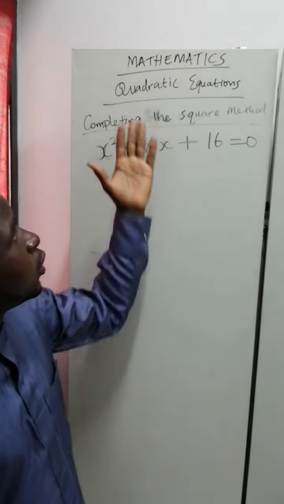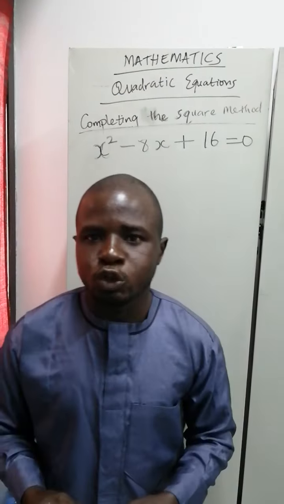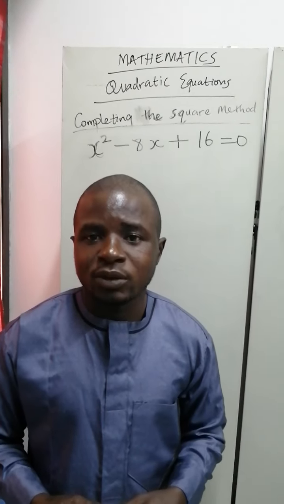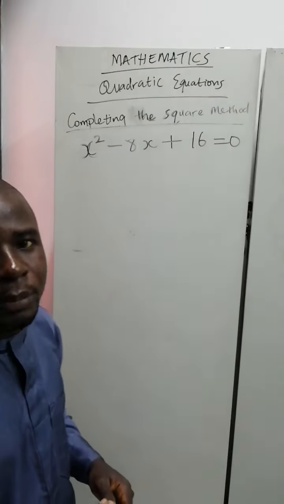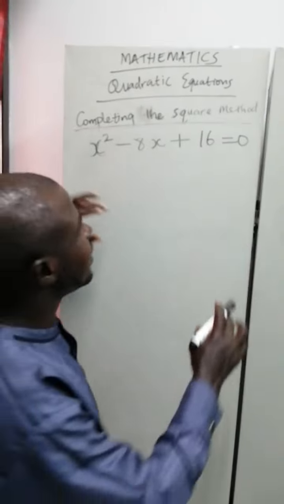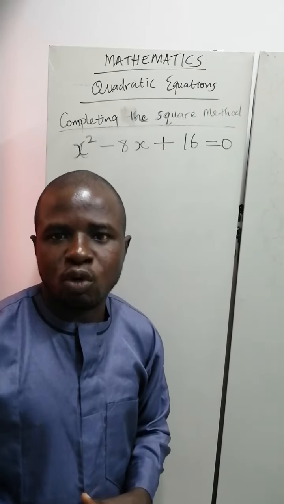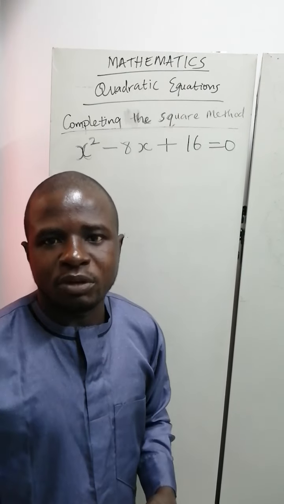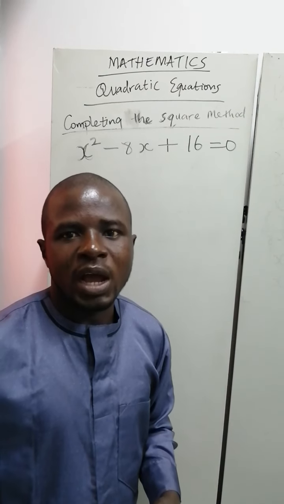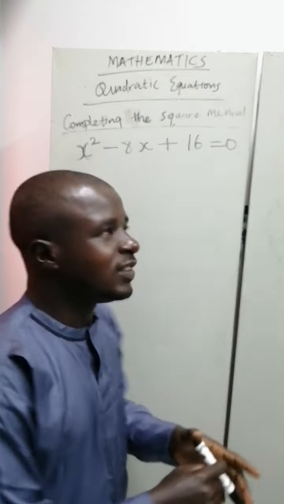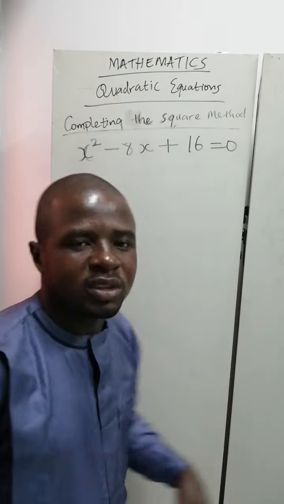Today we are still continuing with quadratic equations, and the method we are applying today is completing the square. We observe that many students always avoid completing the square method of solving quadratic expressions. Some of them prefer using the factorization method and the general formula. They think completing the square is difficult.